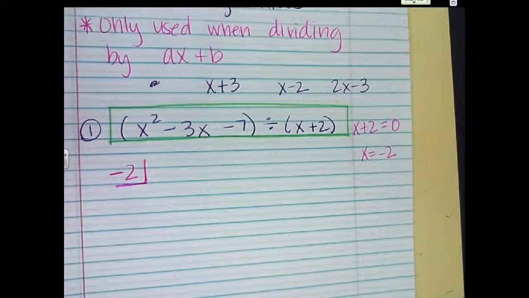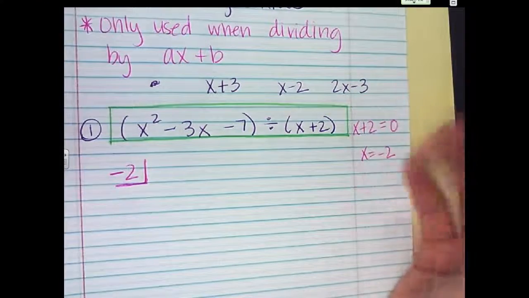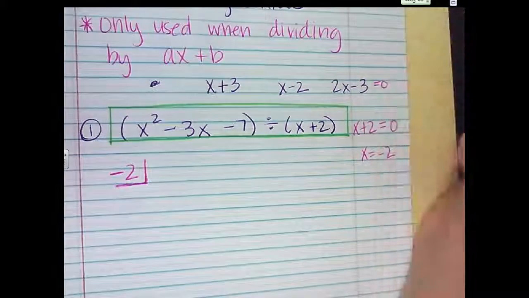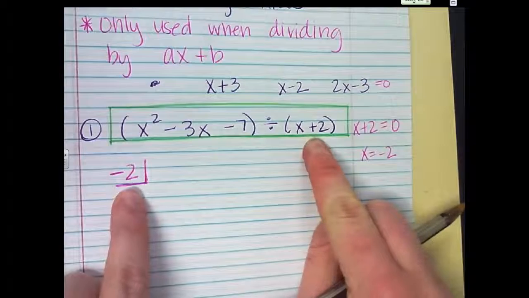I would just say it's always opposite, but you have to be careful, because if it was like a 2x minus 3, and you set that equal to 0 and solve, you have to add 3 and divide by 2. So this is x plus 2, I put minus 2 in the box.